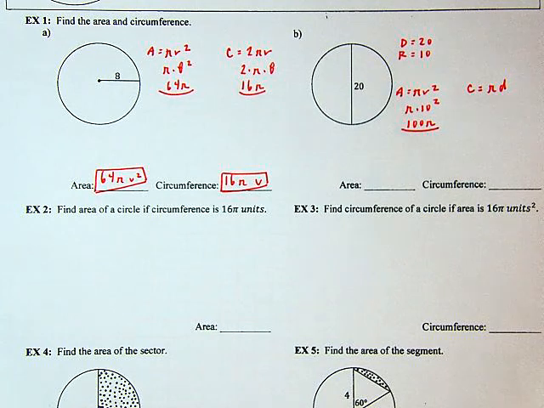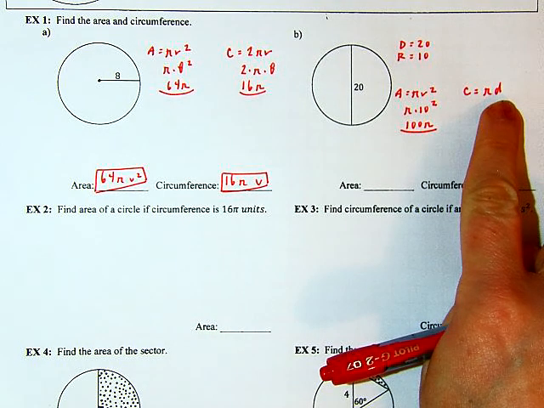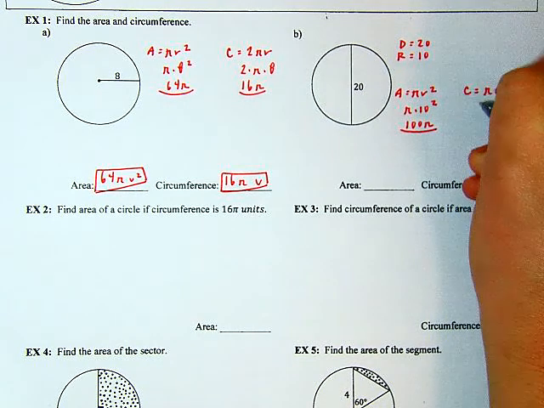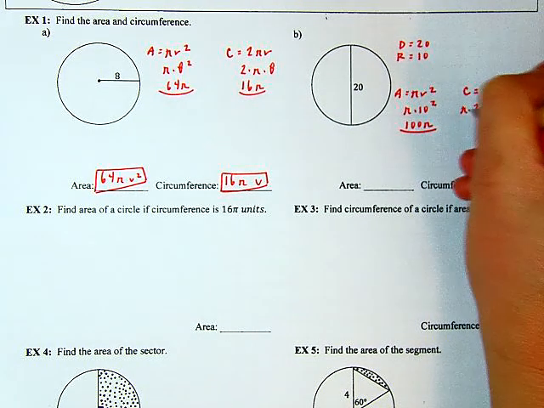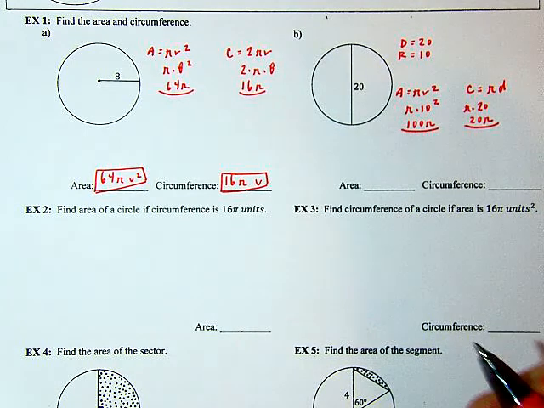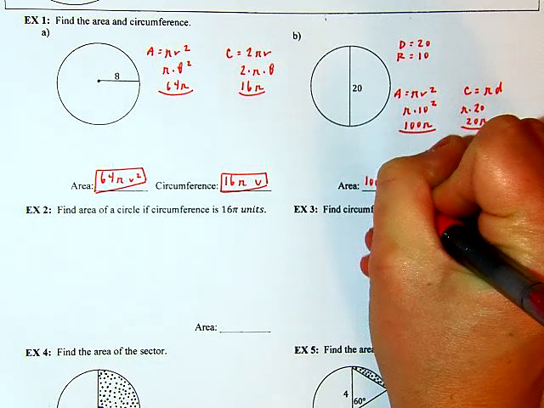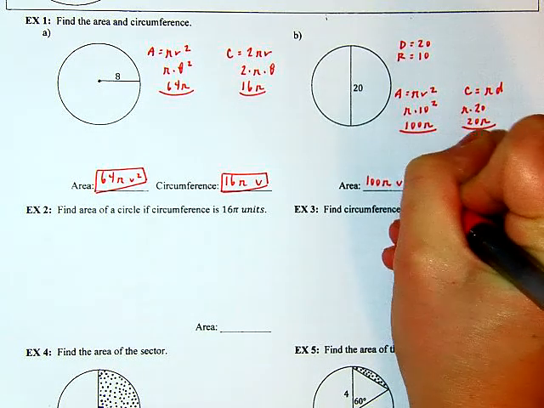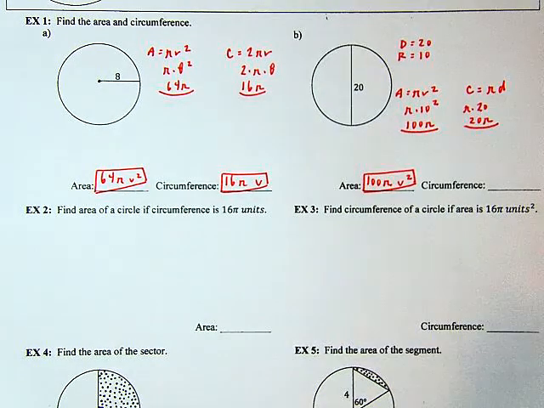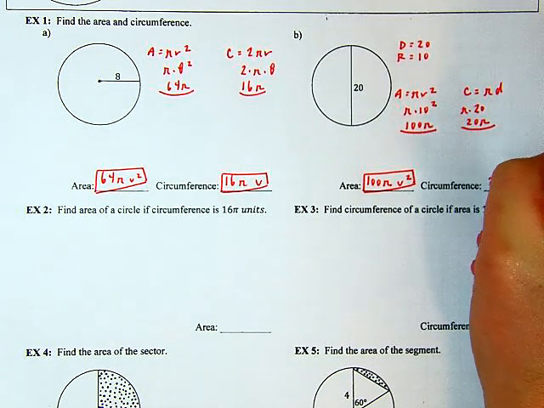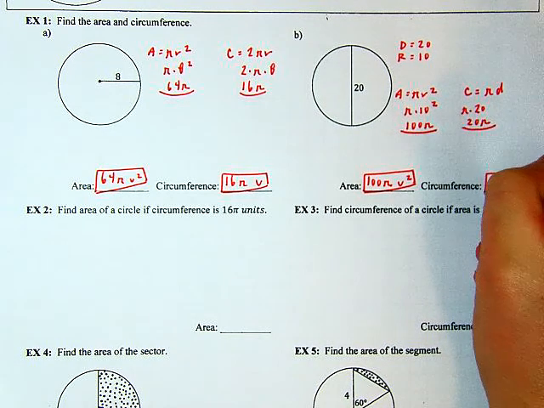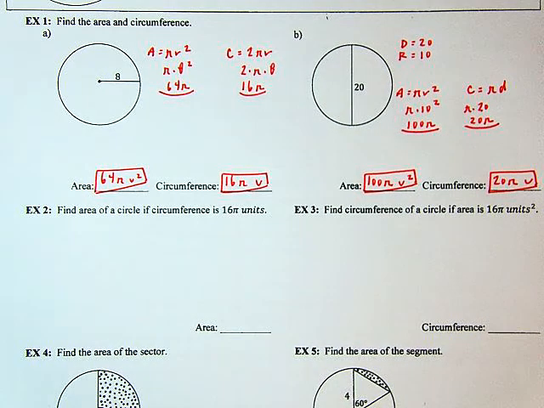Okay, and then here, in my second one here, we see that the diameter is 20, so 20 pi. I'll say pi times 20 first, and then rewrite it as 20 pi. All right, so my area ends up being 100 pi units squared. Okay, and then circumference here is 20 pi, and then units. All right, next up.